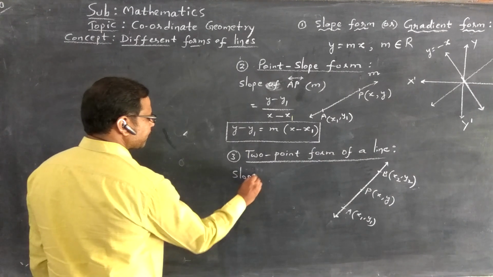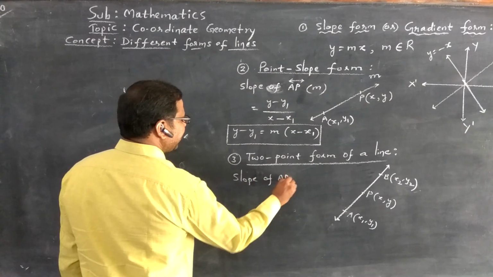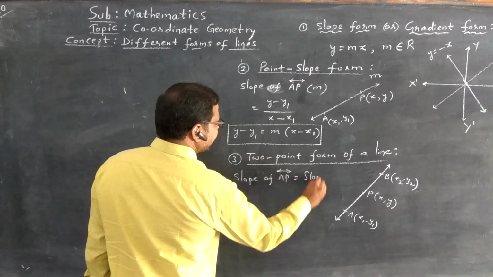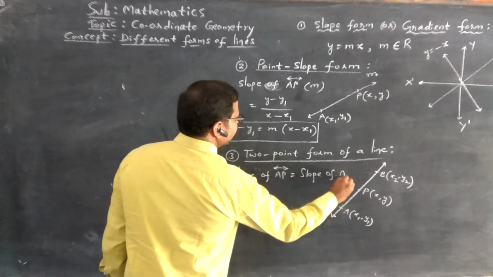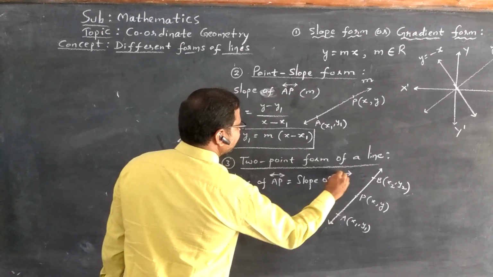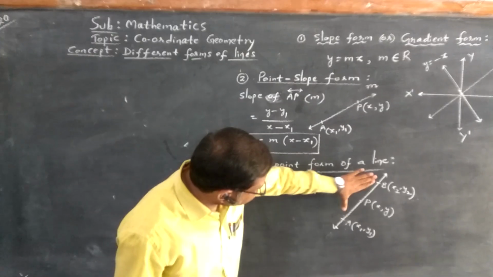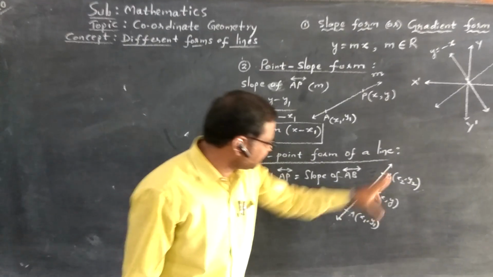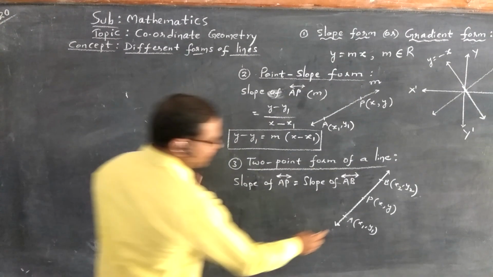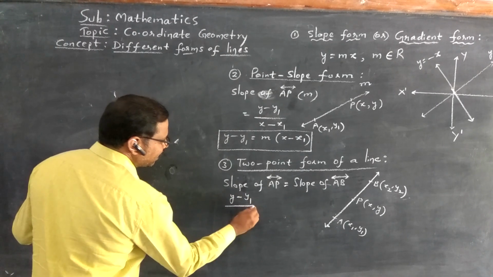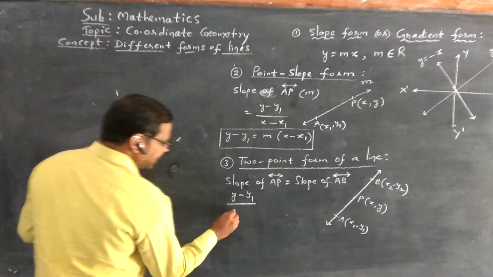Slope of AP and slope of AB. So one should be common point for both. When we find slope of AP and slope of AB both must be same. How do we find slope of AP again? (y - y1)/(x - x1).